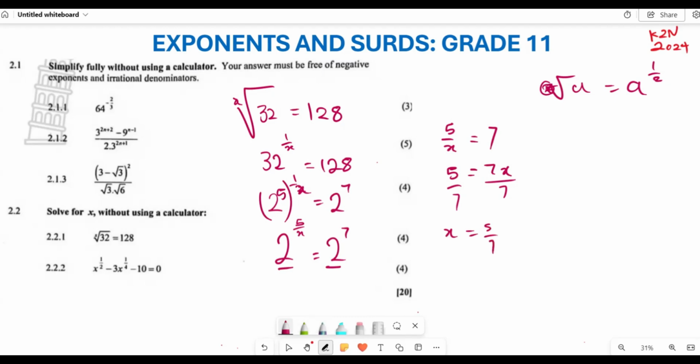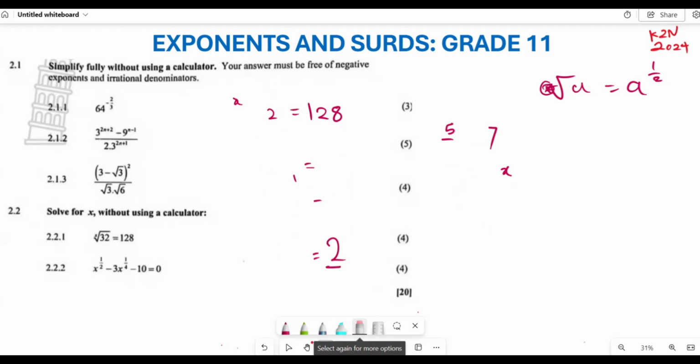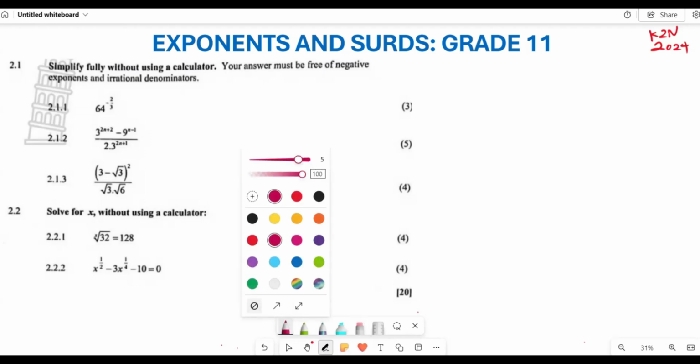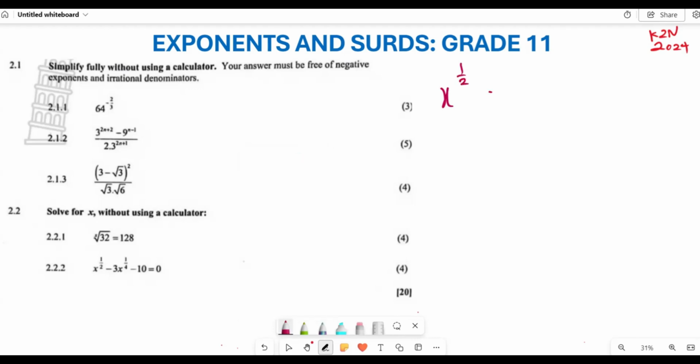And now from here, I want us to look at 2.2.2 so that we can finish up with this particular question. Now, here, I want you to listen attentively. Can you see that you are having what? This is x to the power of 1 over 2.